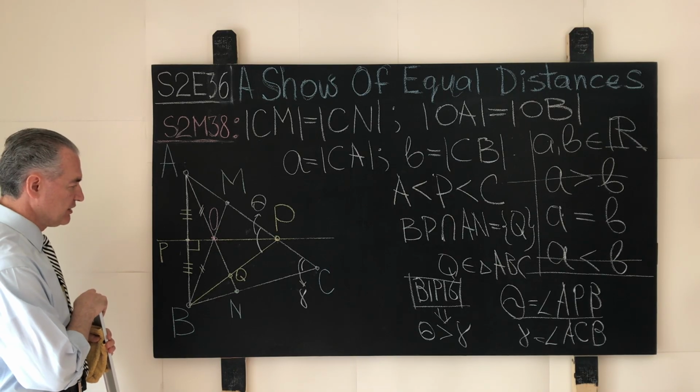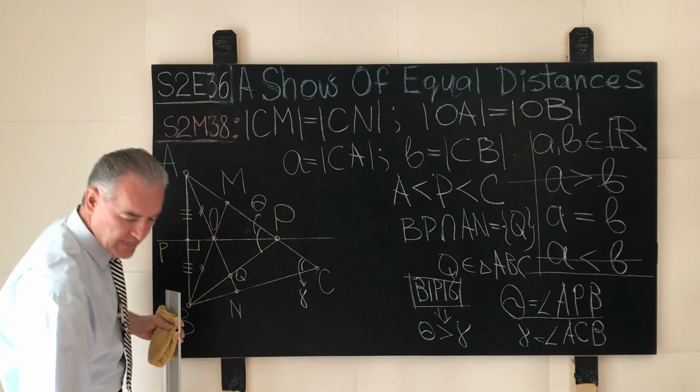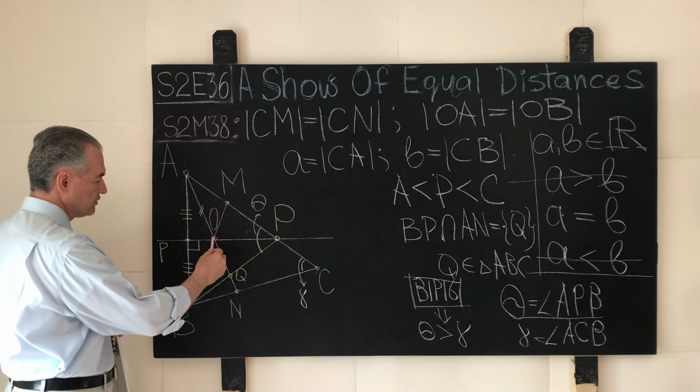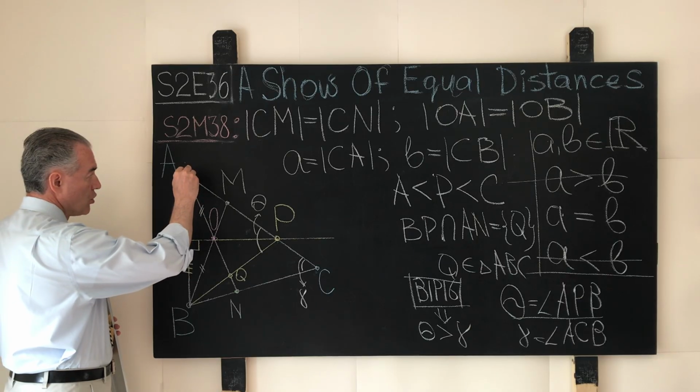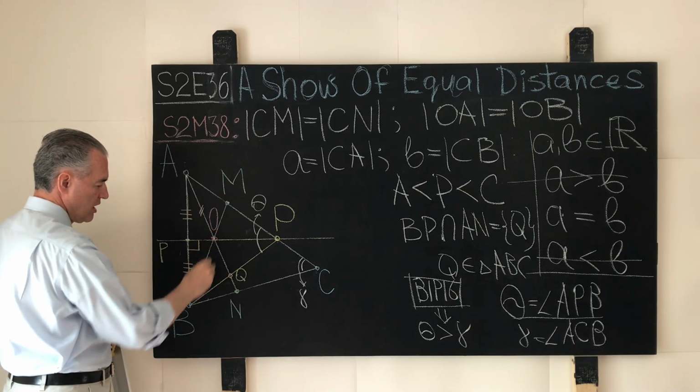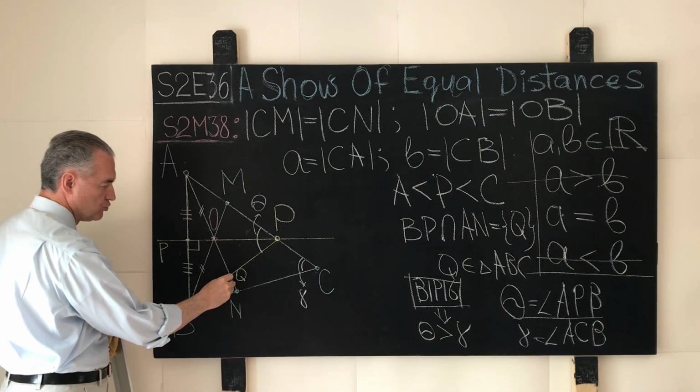My idea here is the following. Let's concentrate on these two triangles over here, AMO and BQO.